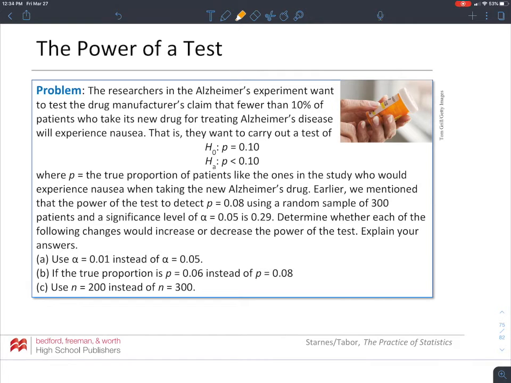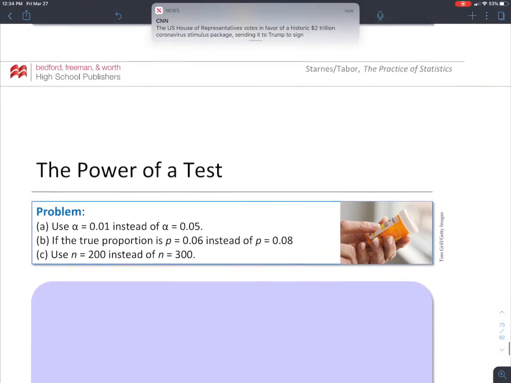So here, we're looking at an Alzheimer's experiment, wanting to test a drug. They claim that fewer than 10% of patients who take its new drug for treating Alzheimer's disease will experience nausea. So we have p less than 0.10. The power of the test, using a random sample of 300 patients, a significance level of alpha 0.05, and a true proportion of 0.08, is 0.29. Determine whether each of the following changes would increase or decrease the power of a test. Explain your answers.